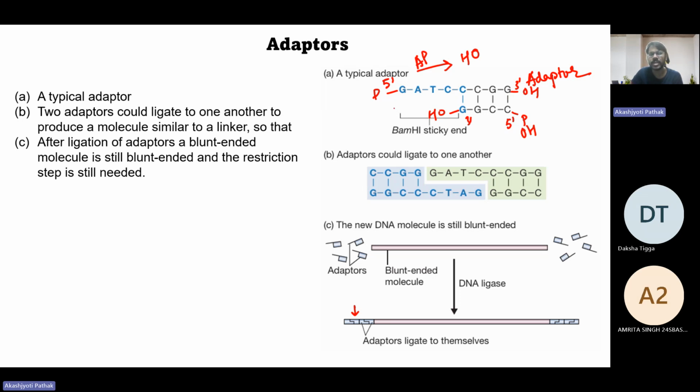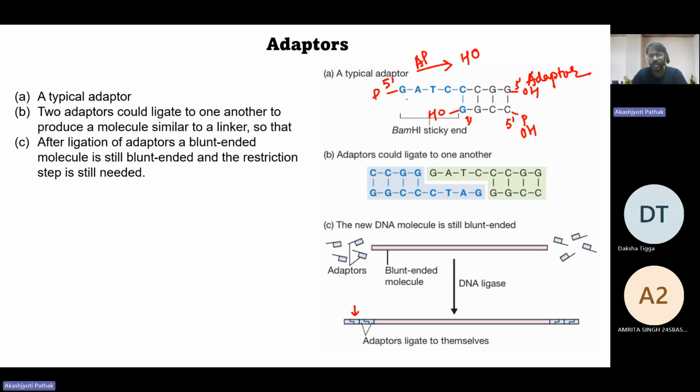So once it has the OH group, there will be no self ligation. The adapter molecules are synthesized in such a way that they do not have 5' phosphate, or they have already been treated with alkaline phosphatase. So the adapter molecules that you commercially purchase do not have the 5' phosphate group. They have a 5' OH group, because they have already been treated with alkaline phosphatase. So that solves the purpose, isn't it?